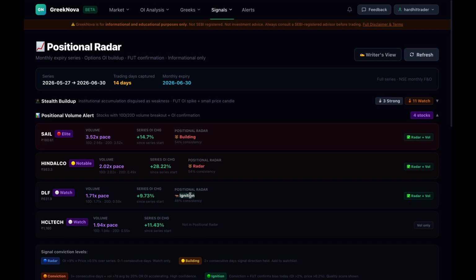Currently, HCL Tech has a volume which is 1.9x of the 10 days, but it doesn't have anything in the positional radar. Maybe it is because it has not had continued building of OI or price movement. So currently it is not part of anything. But yes, this is a starting point right now for HCL Tech. We might see action in these stocks. All these stocks, you should keep on a list for tomorrow. And basis what you're seeing right now, you can accordingly take your trading decisions.